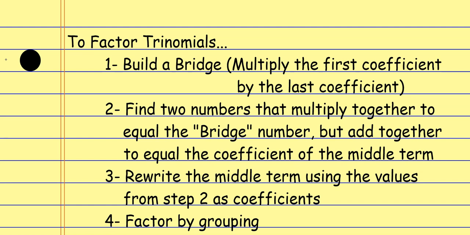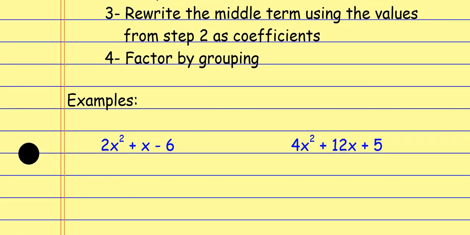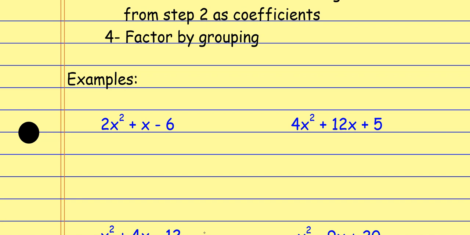Now I rewrite the middle term using those two values I just came up with, and then I factor by grouping. All right. And again, this is all review, so we're just kind of breezing through this. But here it is in practice. Remember, I build a bridge, so I do the 2 times the negative 6. And I have to include those signs as I build the bridge, so that's a negative 12.